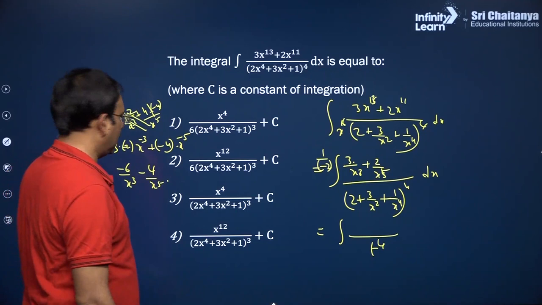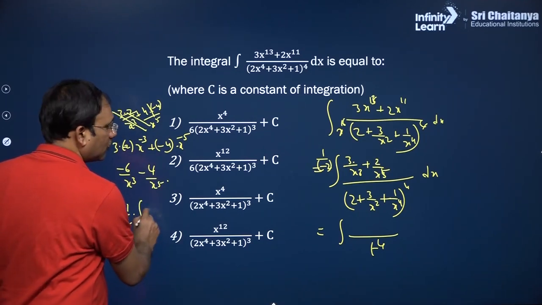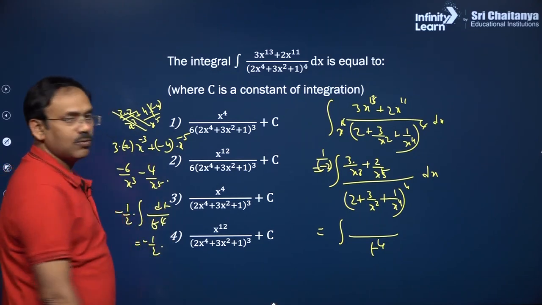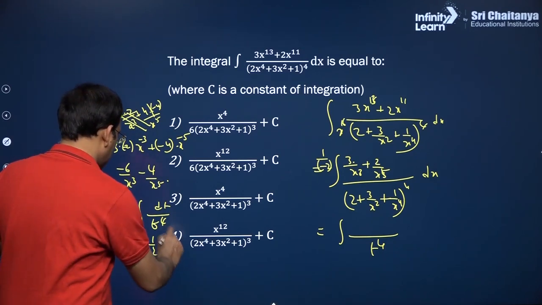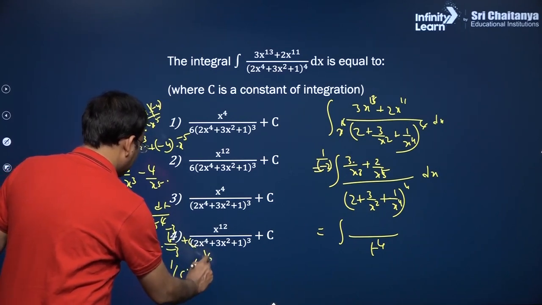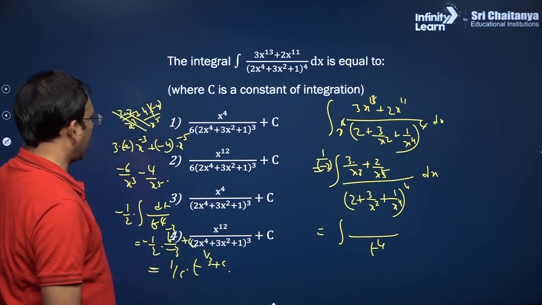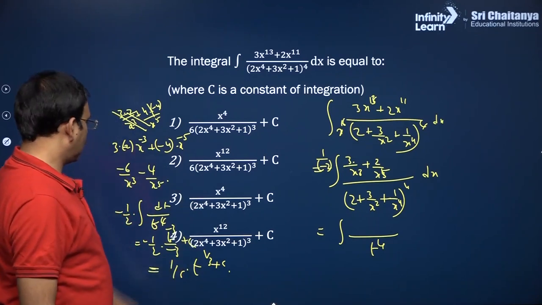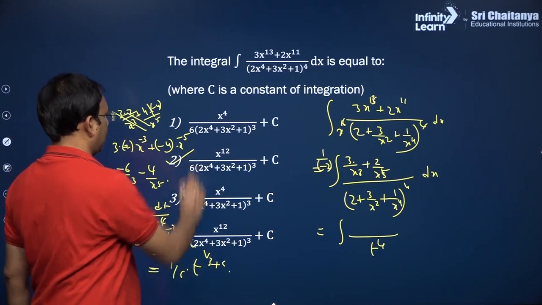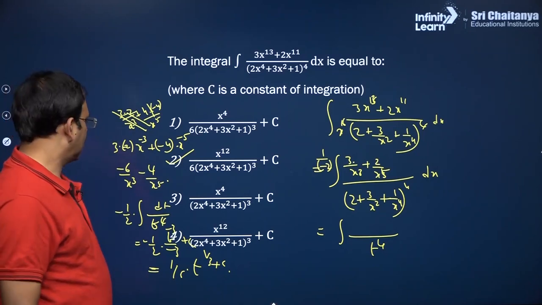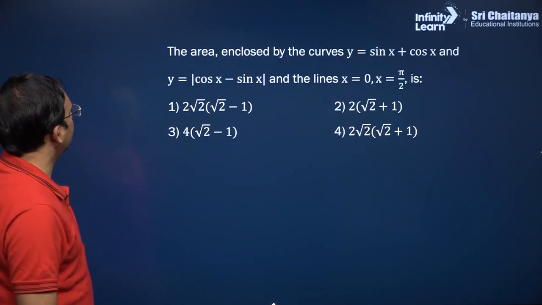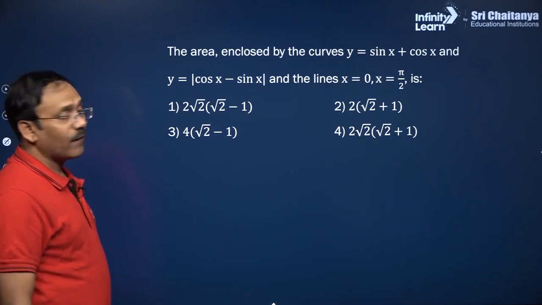So, if you take this as t, you are going to get minus 1 by 2 into integral t power minus 4 dt, my dear friends, which is minus 1 by 2 into t power minus 3 by minus 3 plus c, which is 1 by 6 into t power minus 3 plus c. You are having only two options here, that too t power minus 3 plus c. Okay, you can check, you are going to get the answer, my dear friends, x power 12. Just simplify, that's it. Okay, you know what is t, that is going to be 2 plus 3 by x square, 1 by x power 4.